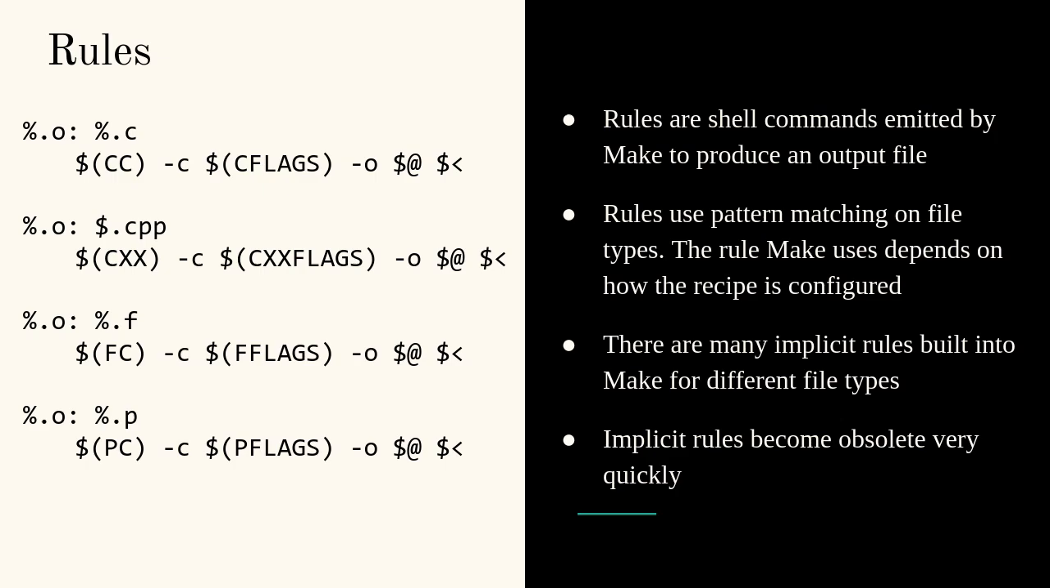So the next step up, we're working from the bottom up in the hierarchy. If you were to follow all the trees to the bottom, then we would find rules. And a rule is a shell command that Make will use to produce your target. If you look at these examples over here, these are all those implicit rules that are built into Make. You can see it's C, C++, Fortran, and Perl. I believe that's Perl. They all look pretty much identical.